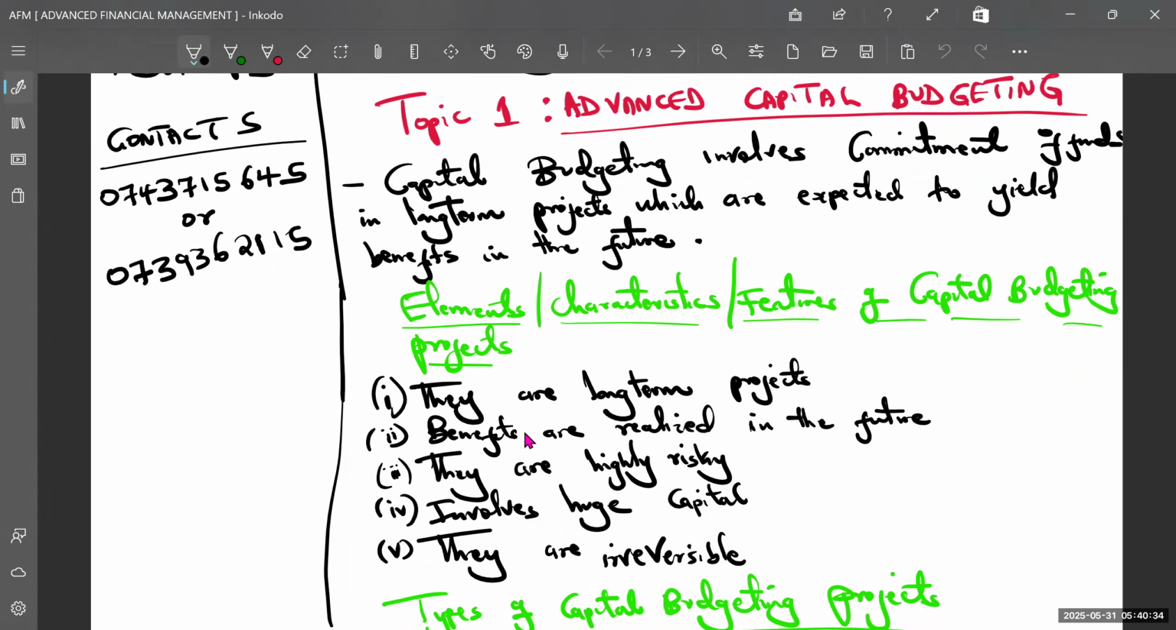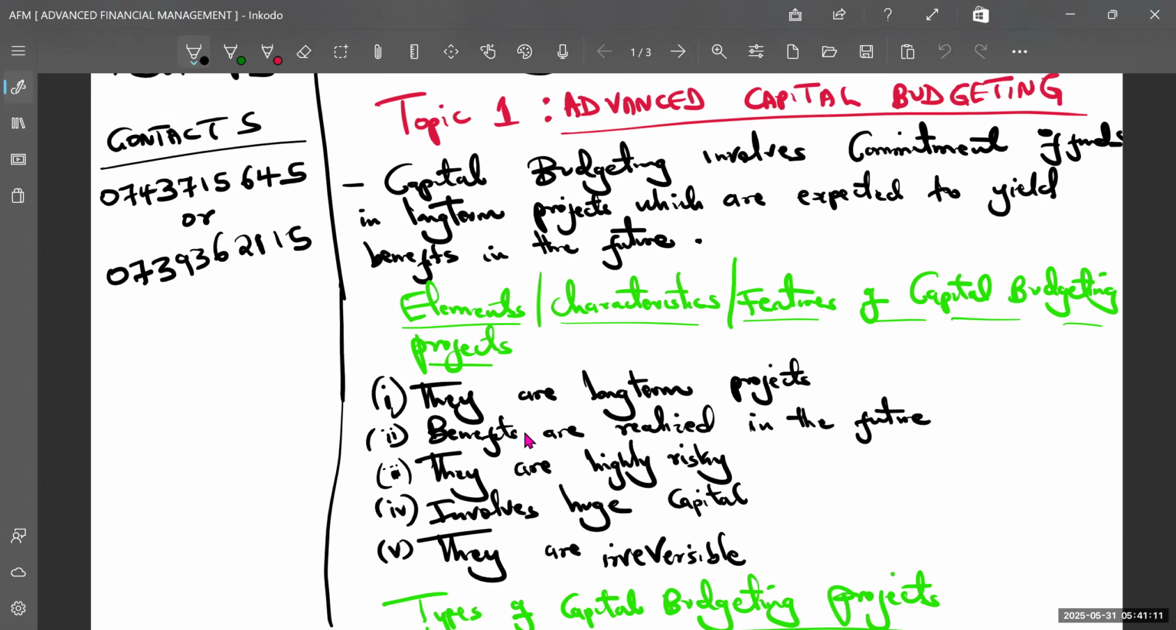We went ahead and gave the third characteristic, or you can call it a feature, of these capital budgeting projects. And what did we say? We said these projects are also highly risky. So being risky formed our third feature. We went to the fourth one and we said it involves huge capital outlay. These capital budgeting projects involve huge capital investment at the start. So that formed our fourth element.